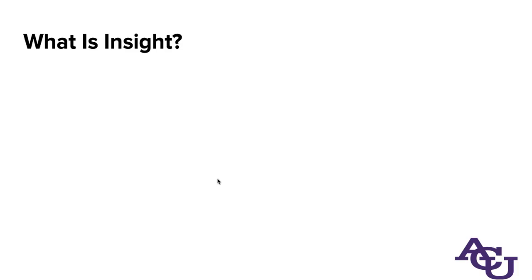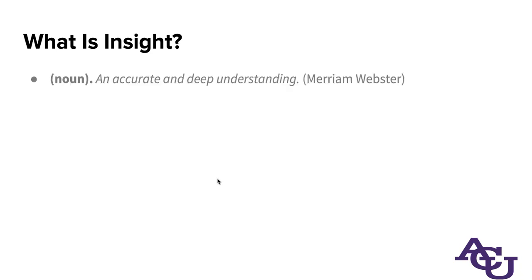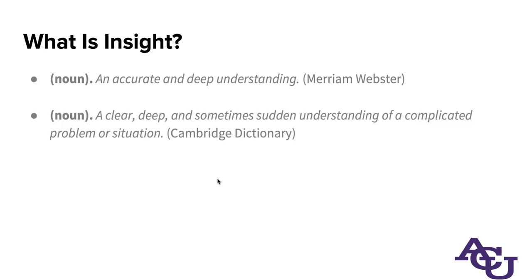Well, it's always helpful to look and see what exactly we are talking about. And in this case, insight could be understood as an accurate and deep understanding, this is the Merriam-Webster dictionary, or a clear, deep, and sometimes sudden understanding of a complicated problem or situation. Now, clear, deep, sometimes sudden. So the sometimes sudden, think not as, oh, that came to me and I wasn't expecting it, but as demonstrating, oh, because of this, here is what is natural to do now. And we'll talk about that more in a little bit.